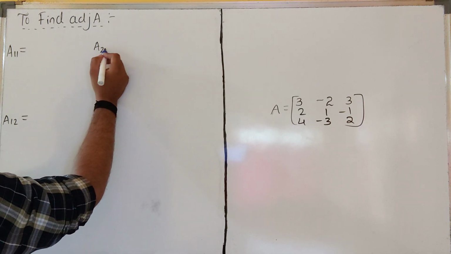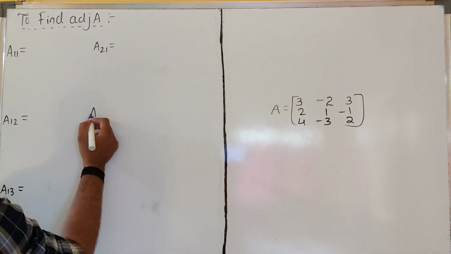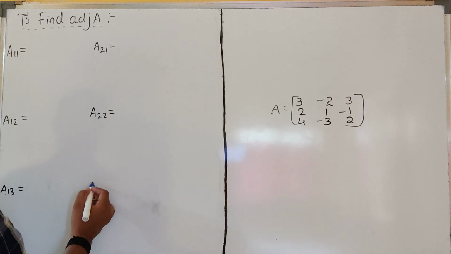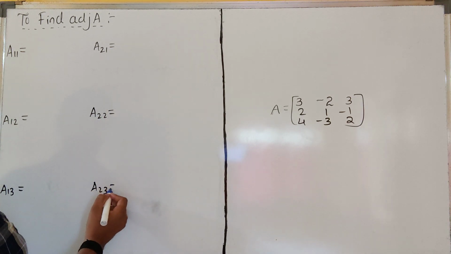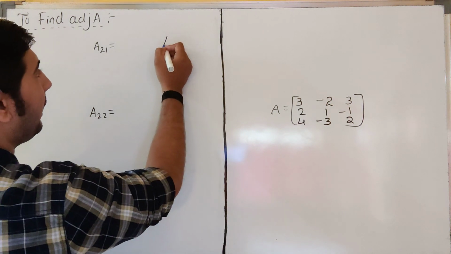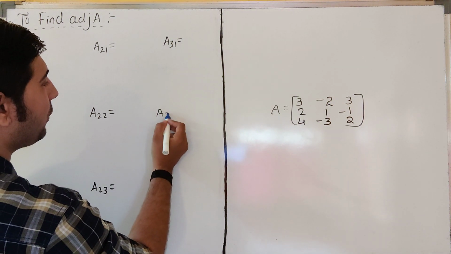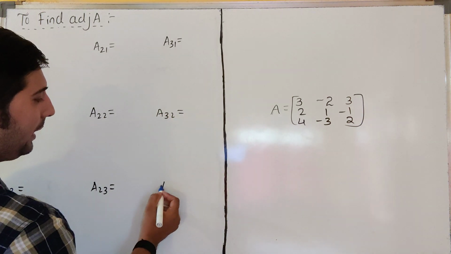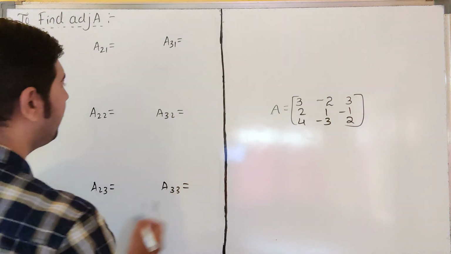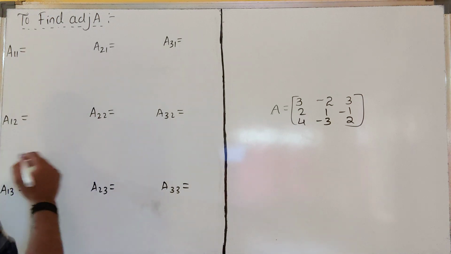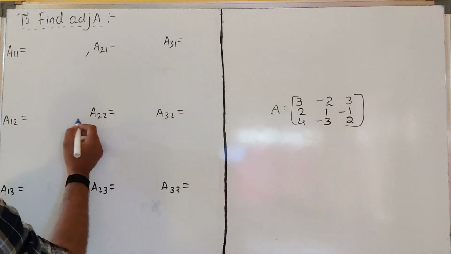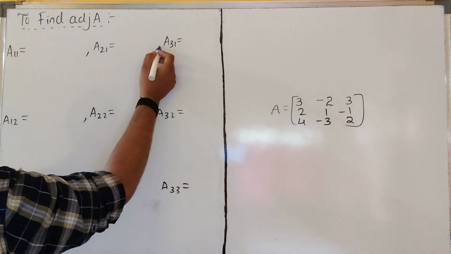First you see A21, A22, A23. Next A31, A32, A33. Correct? So then what you have to make, you know, dear students.